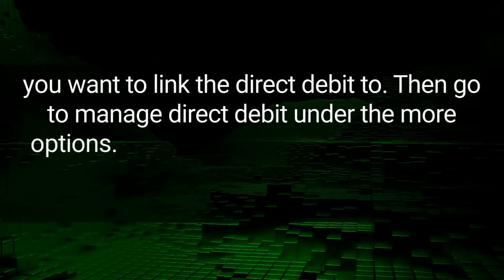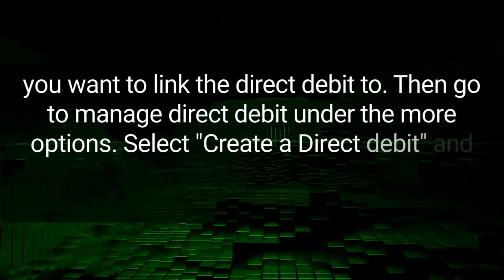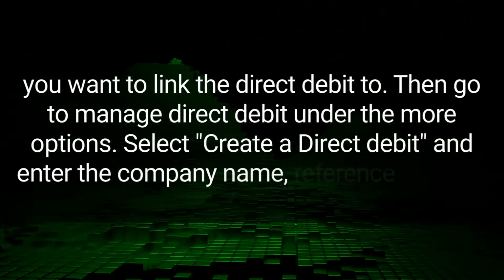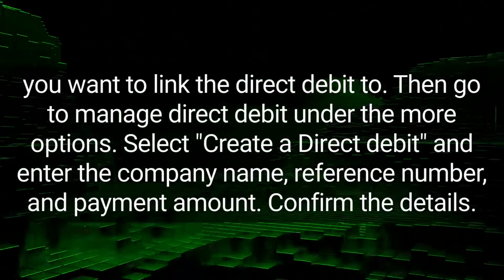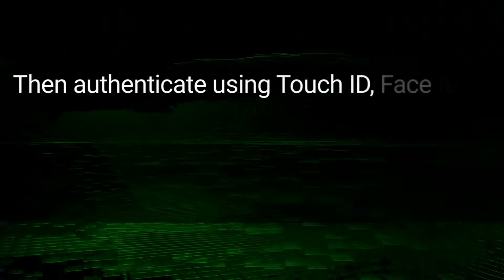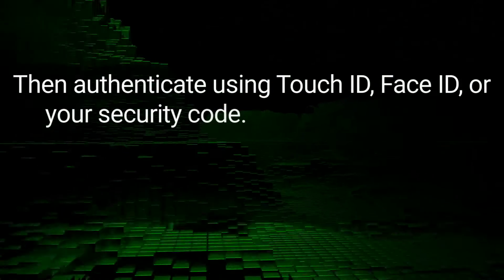Tap on the account you want to link the direct debit to, then go to Manage Direct Debits under the More options. Select Create a Direct Debit and enter the company name, reference number, and payment amount. Confirm the details, then authenticate using Touch ID, Face ID, or your security code.